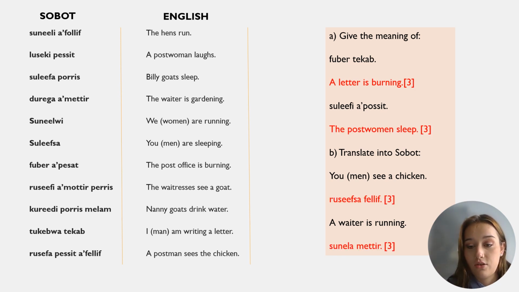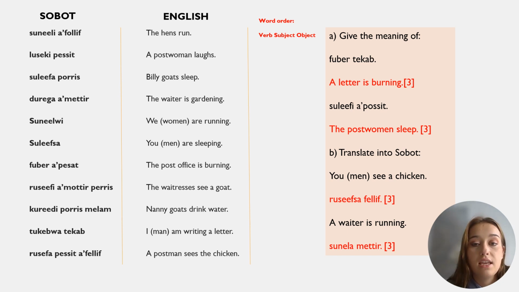Those are the answers on the right-hand side. Give a check, and if not, we'll go through it. The first thing that we identified is the word order. In Sobot, it goes verb, subject, object. The way that we found that is you can find the verb, for example, "we are running, we women are running." That's a verb, and that's sunil, "we." You can see that these kinds of verbs are all at the beginning. So rusifi, kuri di, they all have the same pattern of endings, so they must be the verb.